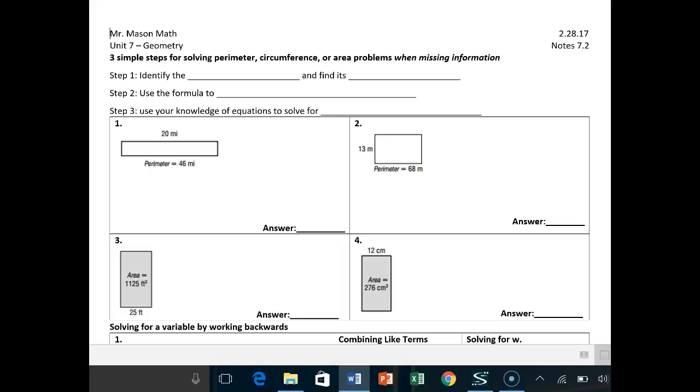Today we're going to be solving for perimeter, circumference, and area problems when we're missing information. So I give you the perimeter or area and one piece of information, and you find me the rest.